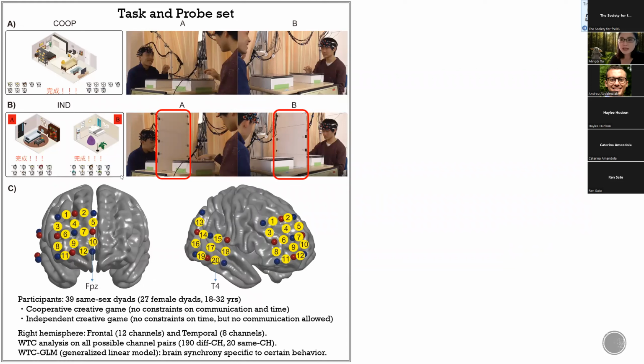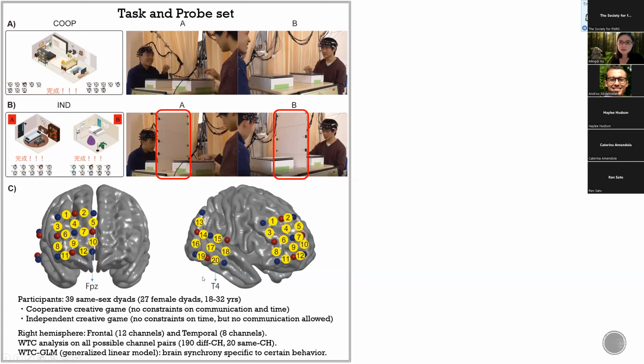We designed a creative interior design game. 39 dyads participated in 2 cooperation games and 2 independent games. During the cooperation game, they were instructed to design a room that not only satisfies themselves, but also the partner. And there is no constraint on communication or time. And during the independent game, they were instructed to design the room on their own. Their brain activity in the right hemisphere was simultaneously recorded using 20 channels respectively.